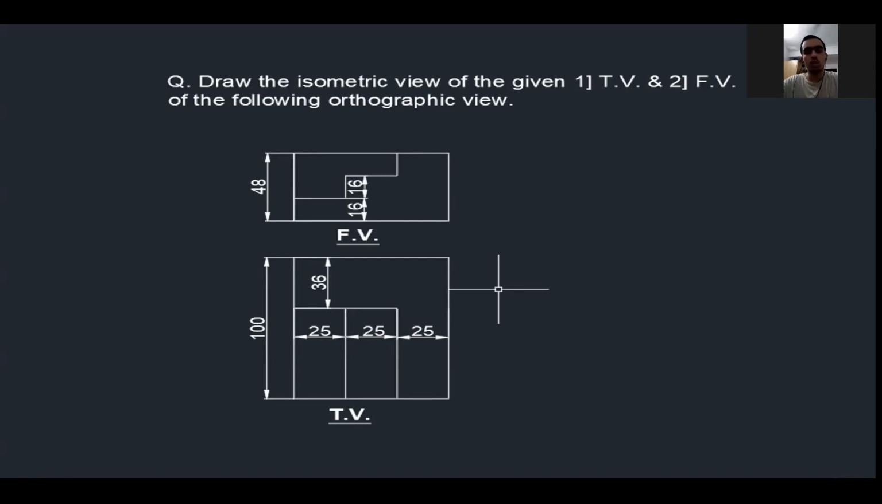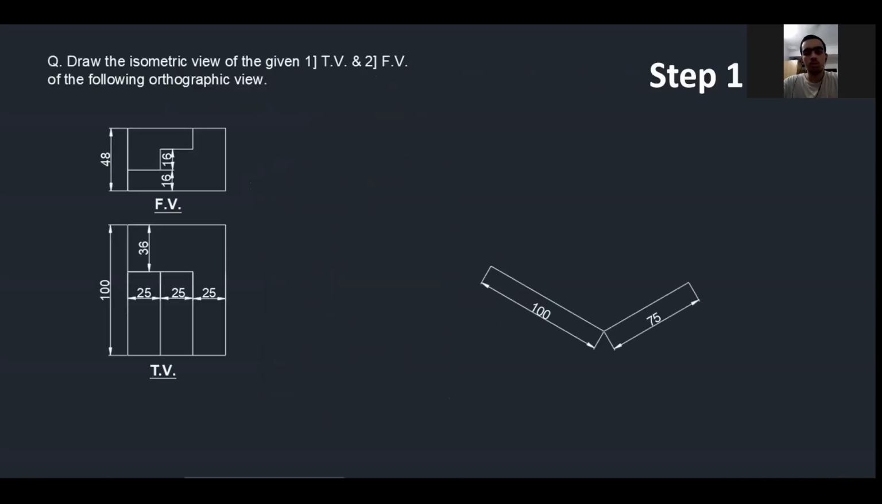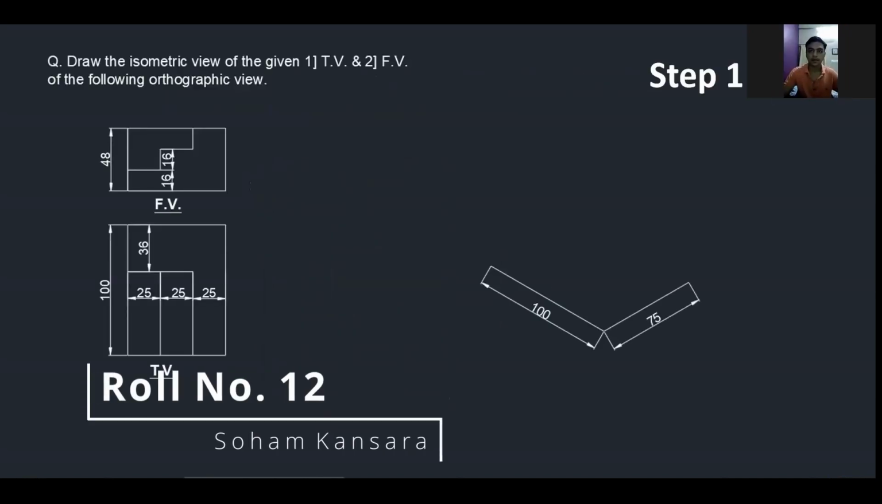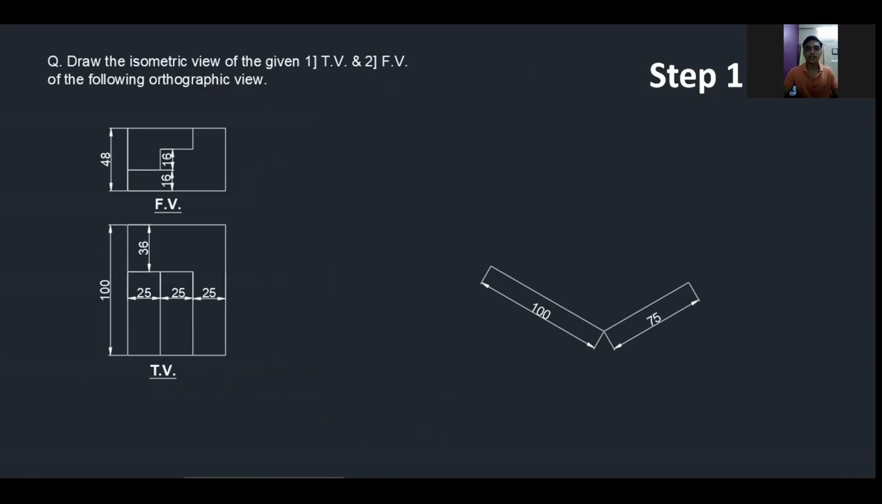In this particular sum, we have been given the front view as well as the top view. The length, breadth, and height are 75, 100, and 48 mm respectively. Now we are going to head over to the next step. We draw two isometric axes at an angle of 30 degrees to the horizontal. One isometric axis is for length and the other is for breadth. We fit the length of 75 mm along the first axis and the breadth of 100 mm along the second axis.